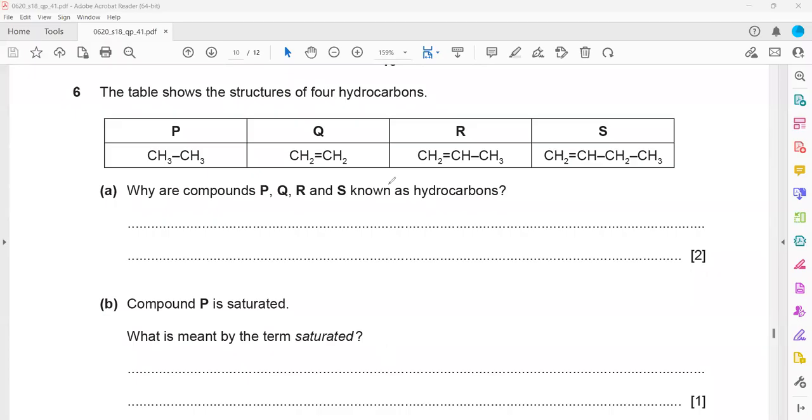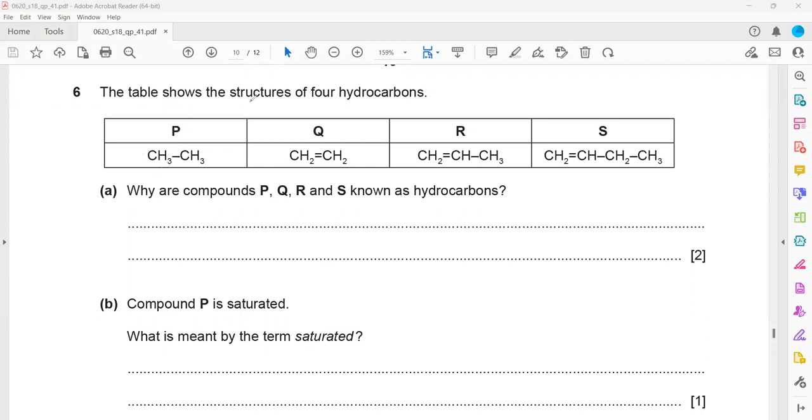So this one is May-June 2018, paper 4, variant 1. The table shows the structure of 4 hydrocarbons. First, as information, the compounds are P, Q, R, and S. What is compound P? The name of this compound.